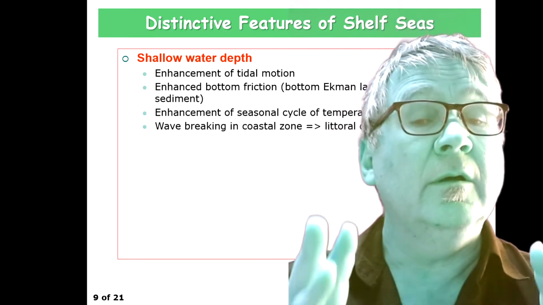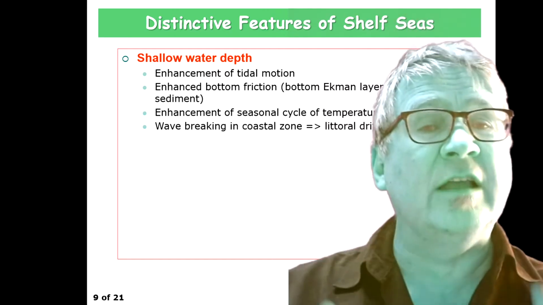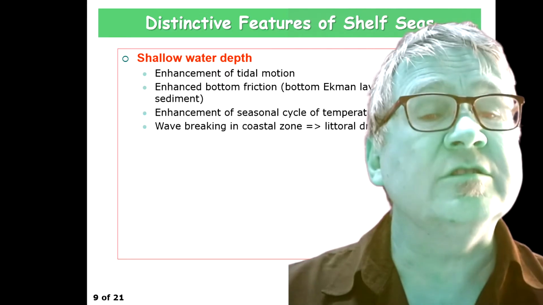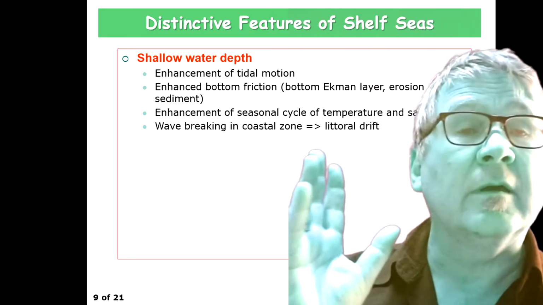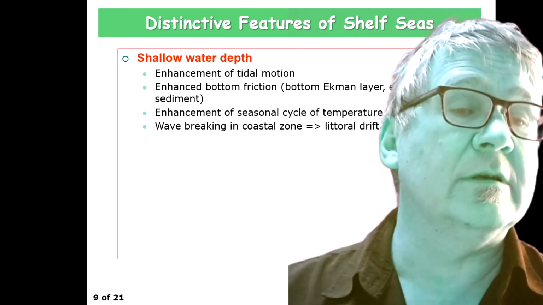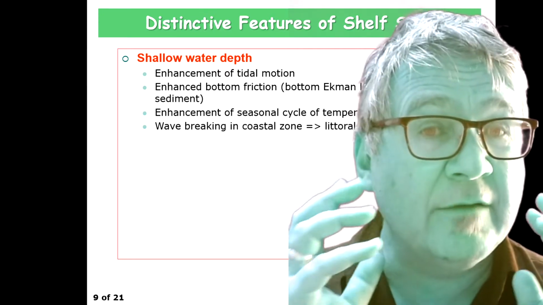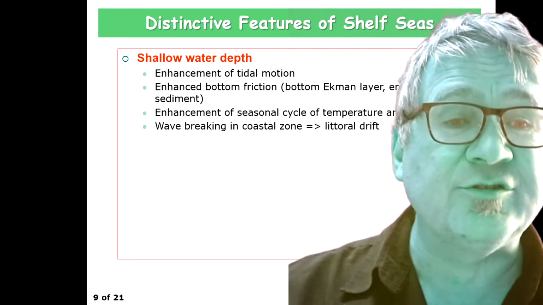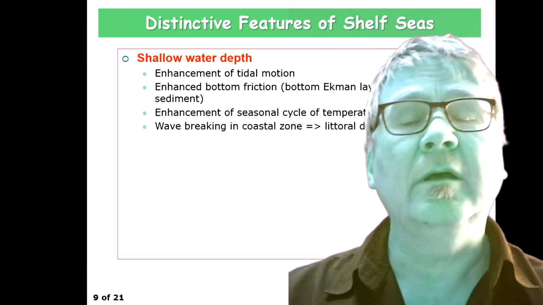Okay? You have enhanced bottom friction. So in shallower regions on the shelf, you have bottom Ekman layers. Okay? Bottom Ekman layers are involved in the coastal upwelling. Again, you have erosion of sediment. You can have strong bed shear stresses that stir up sediment from the seabed.